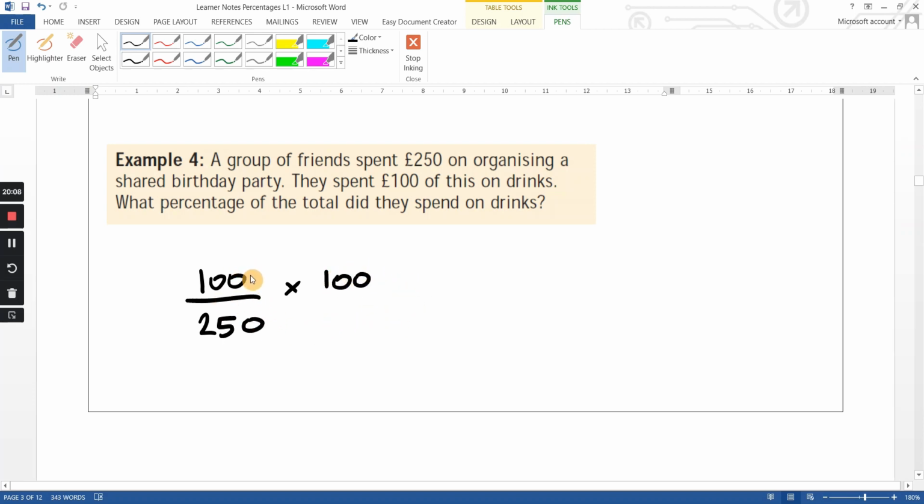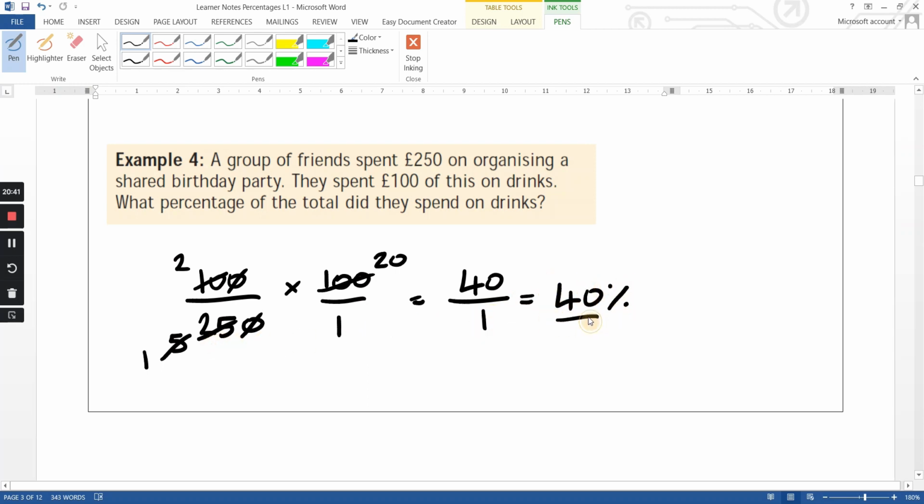So again, let's simplify this. I'm going to cancel one of these and one of these. Let's divide these by 5. So 5 goes into that twice. 5 goes into that 5 times. I'm going to simplify again because I can see that 5 goes into these diagonally. So 5 goes into that once. 5 goes into that 20 times. So it'll be 2 times 20 over 1 times 1. It's going to be 40%.